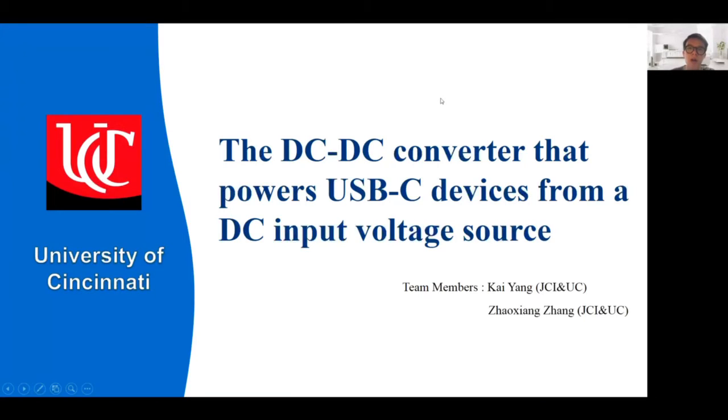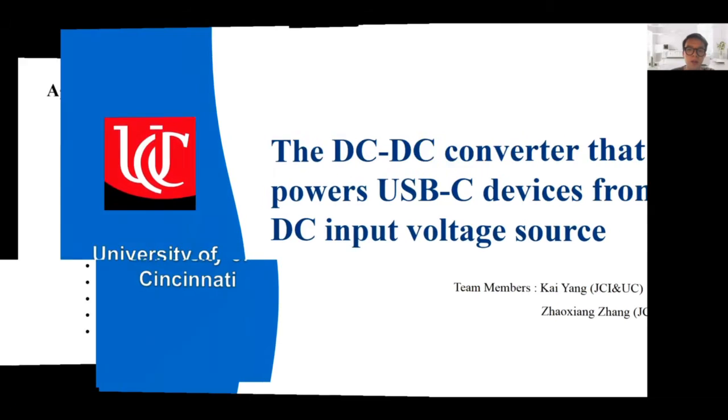Hello everyone. Our topic of the project is the DC-DC converter that powers USB-C devices from a DC input voltage source. We are all JSI students.